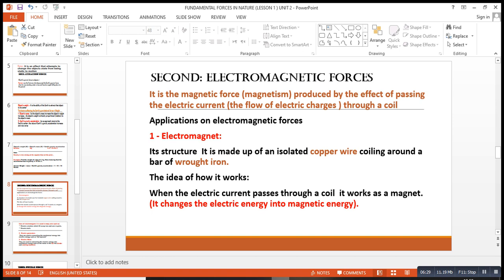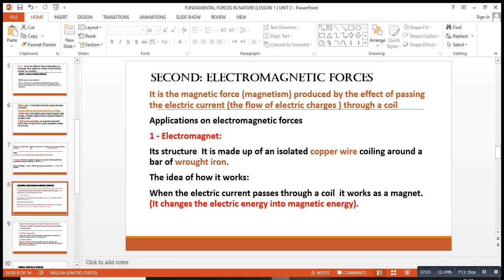And the idea of how it works: when the electric current passes through the coil, it works as a magnet. So if you pick up some iron nails and bring them near this electromagnet, it will attract them, because the electric current converts the electric energy into magnetic energy. What are the uses of the electromagnet? It's used in many devices, such as electric cranes, which lift scrap iron and cars in the ports, and electric bells in our homes.